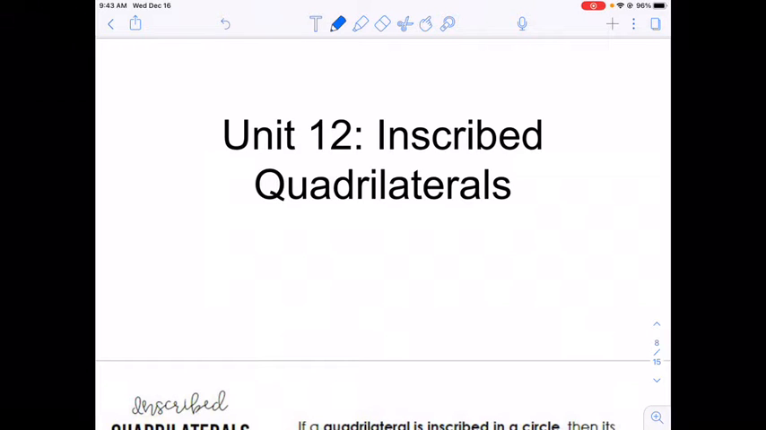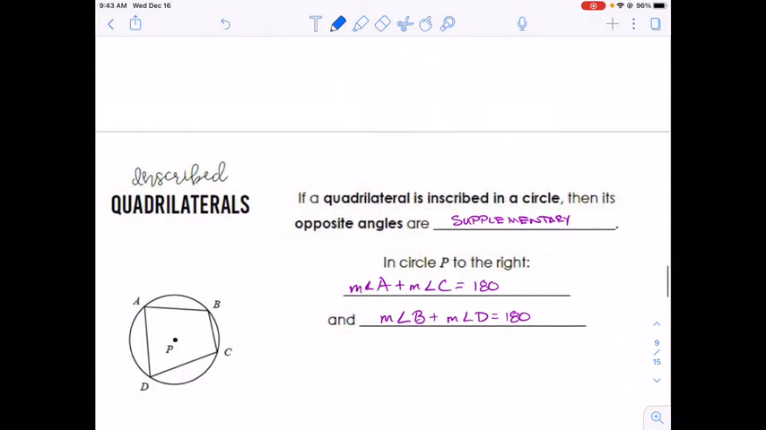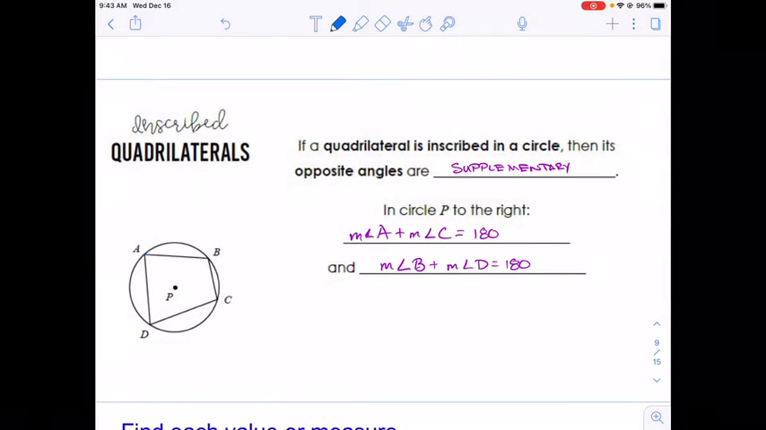All right, let's take a look at inscribed quadrilaterals. Now, inscribed just means the figure is drawn inside the circle, and each vertex of the figure will be on the circle. So an inscribed triangle would have 3 vertices on the circle. This is going to be the quadrilateral, so we've got a 4-sided figure, and each vertex is on the circle, and therefore each vertex is an inscribed angle.